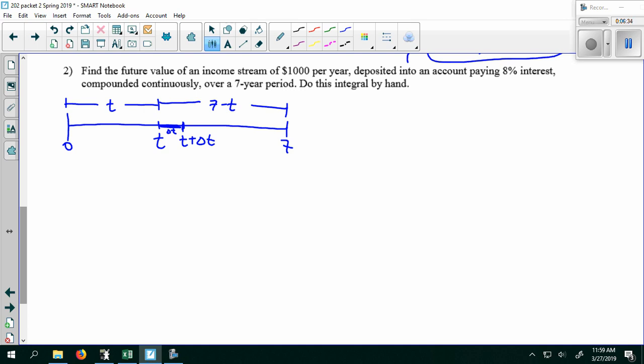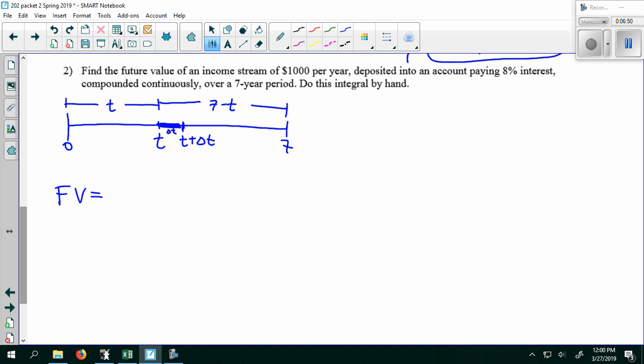And now we set up the value of my little slice. The value of my little slice. Well, I know that I'm looking for future value.